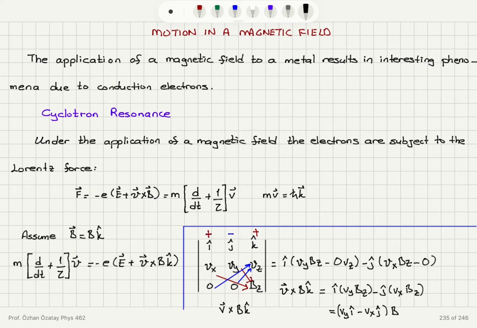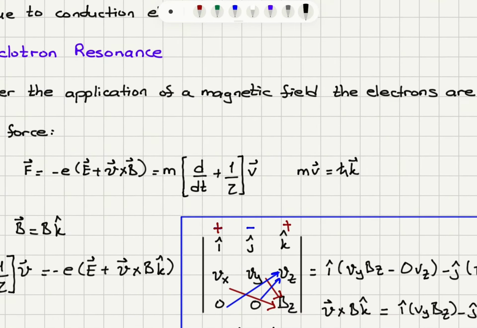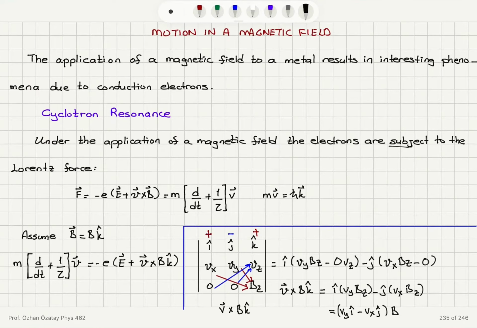As for the cyclotron resonance, under the application of a magnetic field, we have the electrons subject to a Lorentz force. If we have the presence of an electric field and magnetic field, the Lorentz force is minus e, electron charge, times the electric field E, plus the cross product of the electron velocity with the external magnetic field. This net force that we are applying externally is equal to m dv/dt plus the collision term mv over tau. And mv is h bar k in the Sommerfeld model, basically.